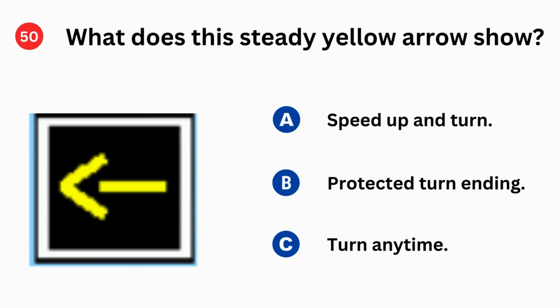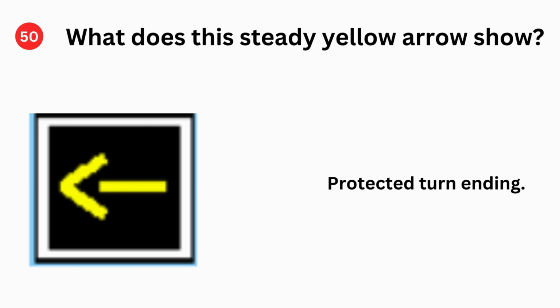What does this steady yellow arrow show? A, speed up and turn. B, protected turn ending. C, turn anytime. Nicely done. It is the protected turn ending sign.